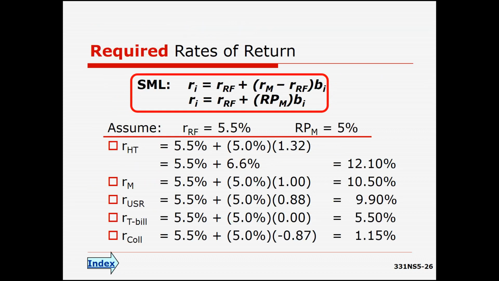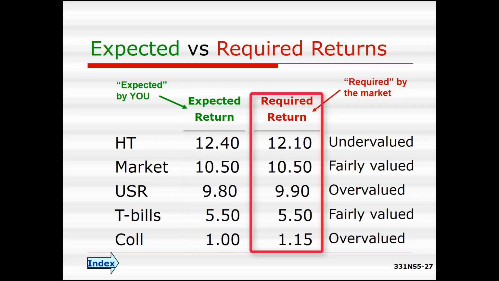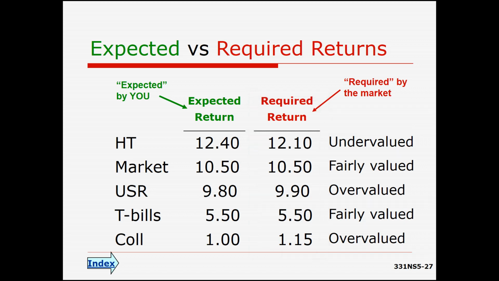Using the CAPM SML equation in our given data, we can compute the market required return for each asset in our sample, for high-tech first, and then for the rest of our sample. Now we have two return metrics for each asset: expected return, expected by us, calculated from a probability distribution, and required return, required by the market. A stock is priced to earn this return. Comparing expected versus required gives us an indication of whether an asset is underpriced, overpriced, or fairly priced.